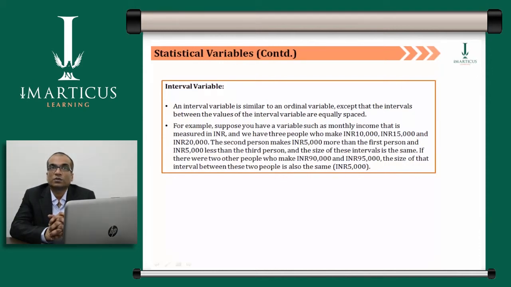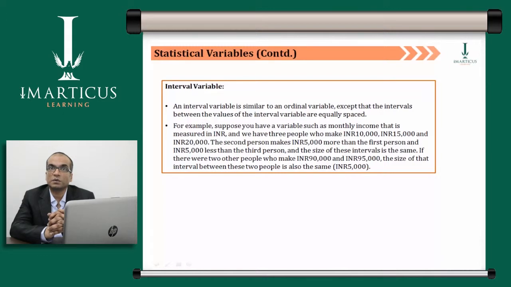Interval variables. These are variables similar to ordinal variables, except that they don't have an absolute zero, right? So basically it would be somewhere in between. For example, suppose you have a variable such as monthly income measured in rupees, and 3 people have values of around 10,000, 15,000, 20,000. The second person makes 5,000 more than the first person, and 5,000 less than the third person, and the size of these intervals is the same.